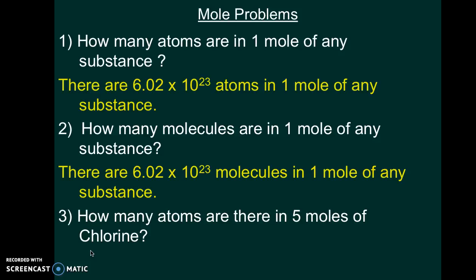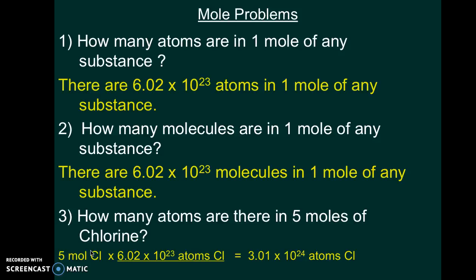How many atoms are in 5 moles of chlorine? For 5 moles of chlorine, you would have to divide 6.02 times 10 to the 23rd atoms of chlorine, which is equal to 1 mole of chlorine. You would divide that by the 5 moles, and we'd get 3.1 times 10 to the 23rd atoms, being the only unit left, of chlorine.